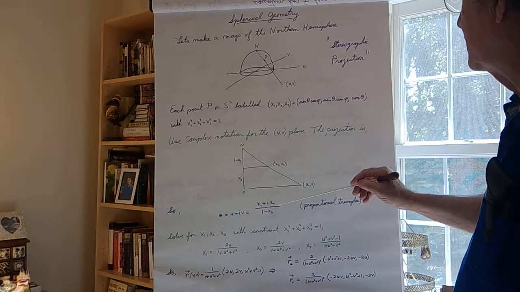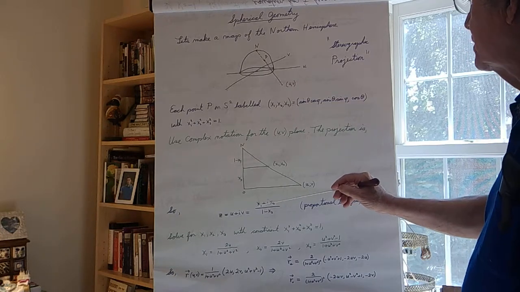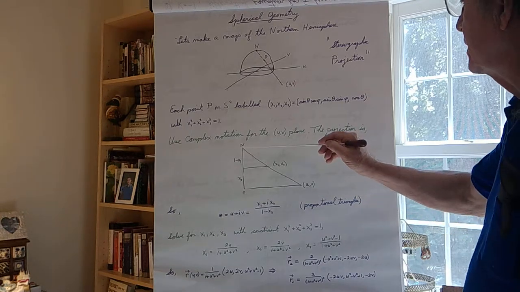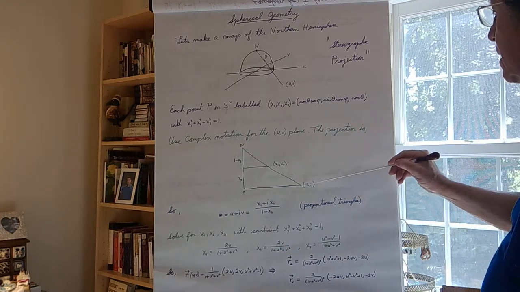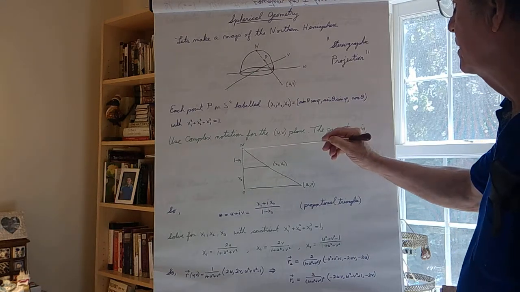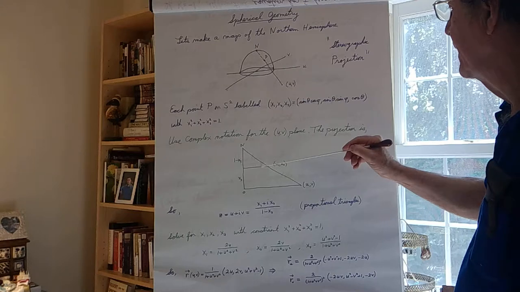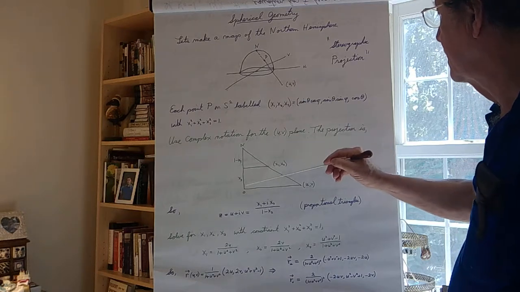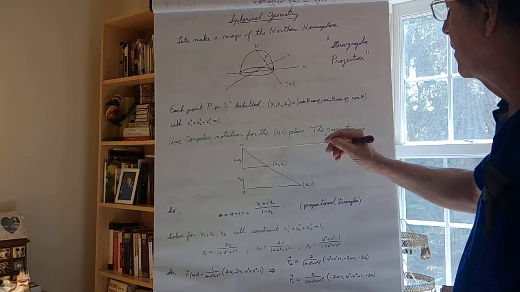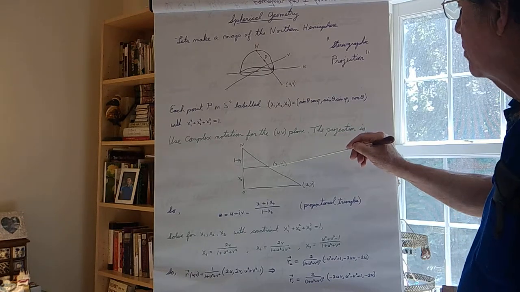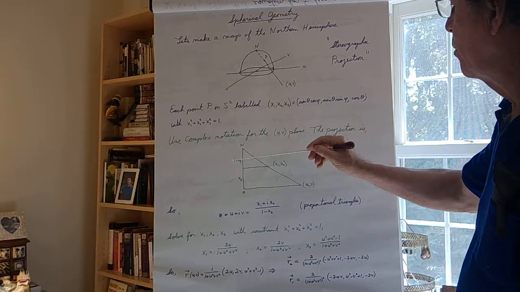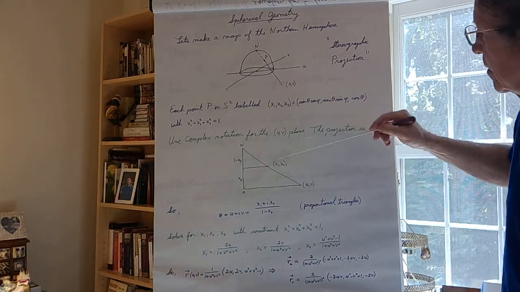U plus iv is proportional to x1 plus ix2. This triangle here, you see, is proportional to this one. This triangle being u plus iv, that's this point, is proportional to this one. That's x1 plus ix2 divided by 1 minus x3. Right.